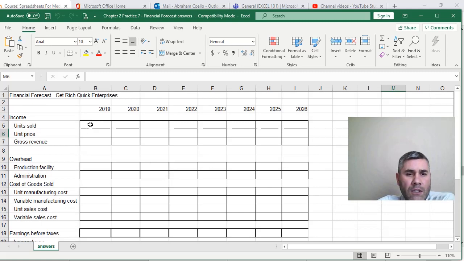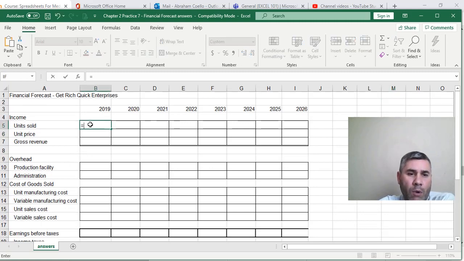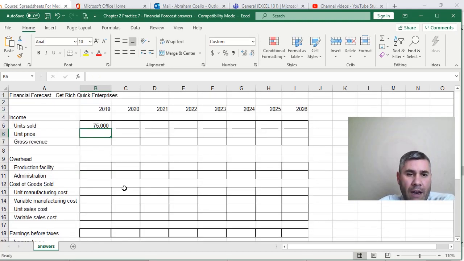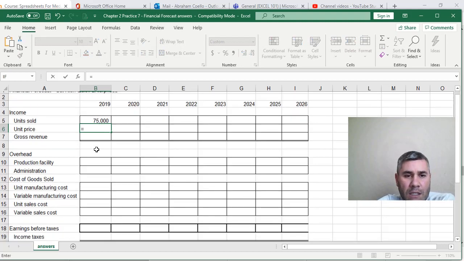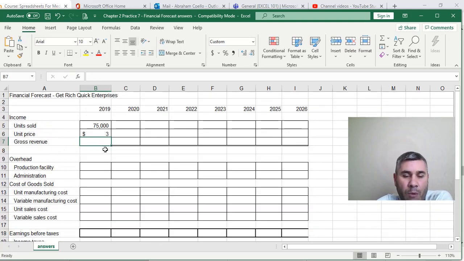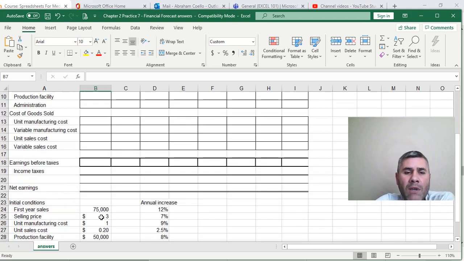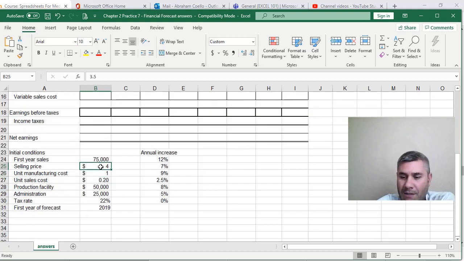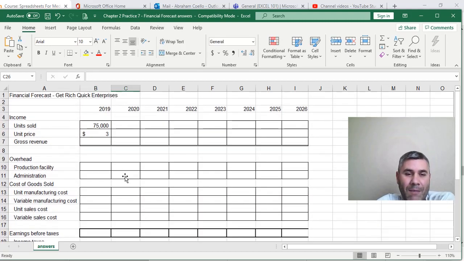So first, units sold. Let's assume we sold everything we produced, so we sold exactly the 75,000 units we produced. I'm just saying equal to that amount. Unit price, we're going to sell it at $3, so equal to that cell. Even though it's not a big formula, you're just linking them. Why? Because let's assume you want to change the value to 3.50. Well, it updates over there. It's rounded, guys. It's still 3, but 3.50, I mean.